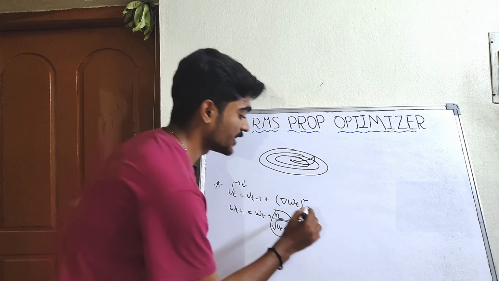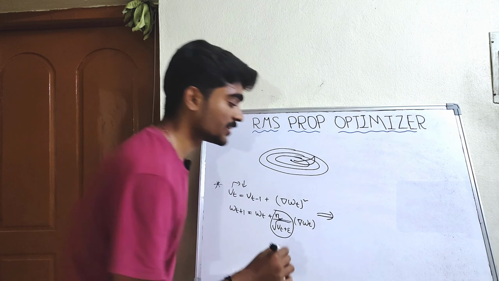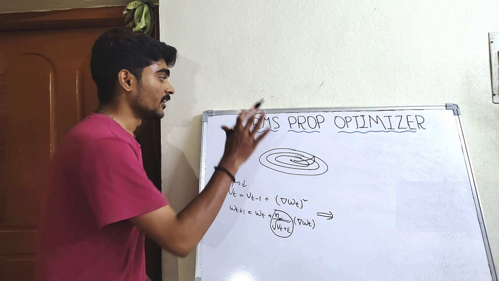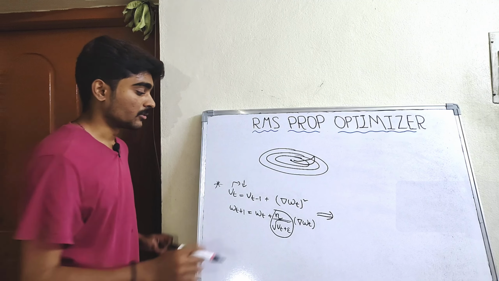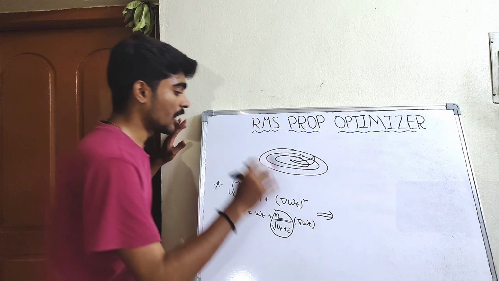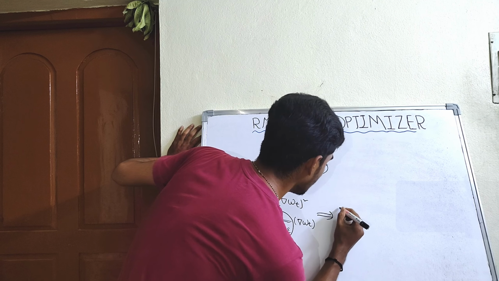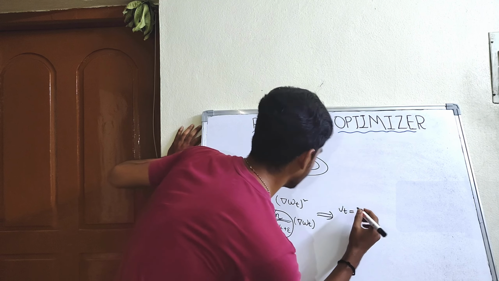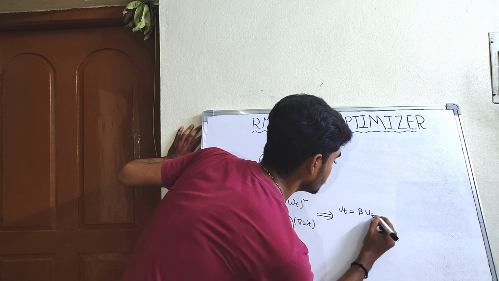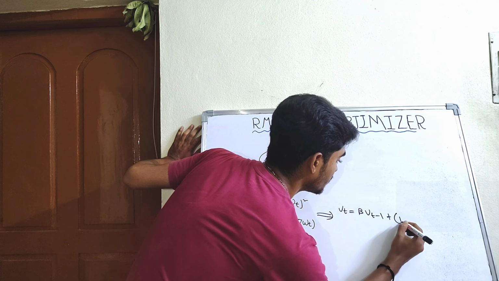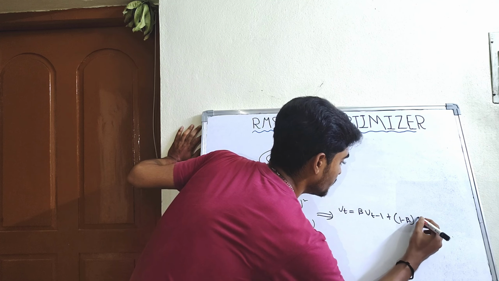The modification that came in the RMSProp optimizer is this. Now let's see how the modification has been done. Vt minus 1, 1 minus beta.